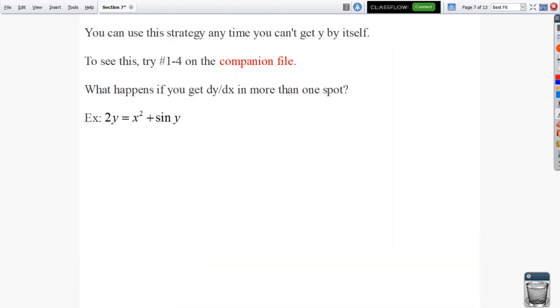All right, you can see on this page, I do actually have a request that you do some practice problems on the companion file. We'll do that tomorrow in class, but really what I wanted to show you here is what happens if you get dy/dx in more than one spot.